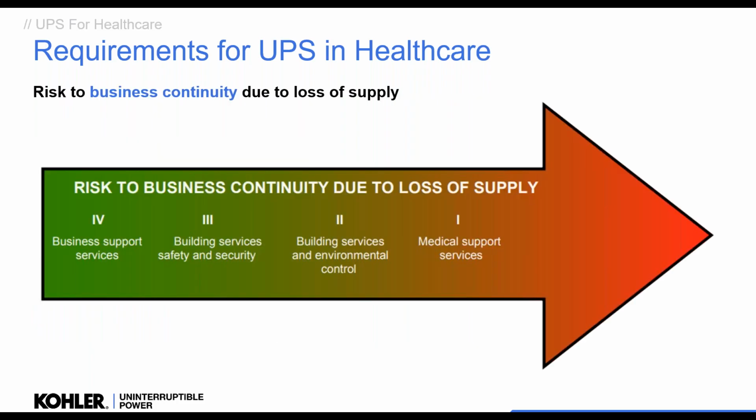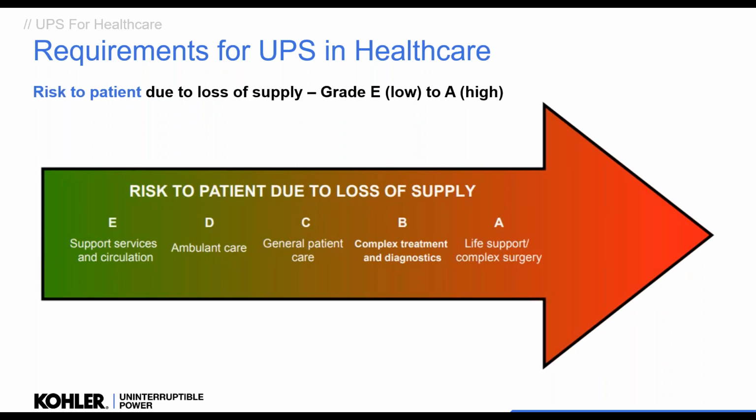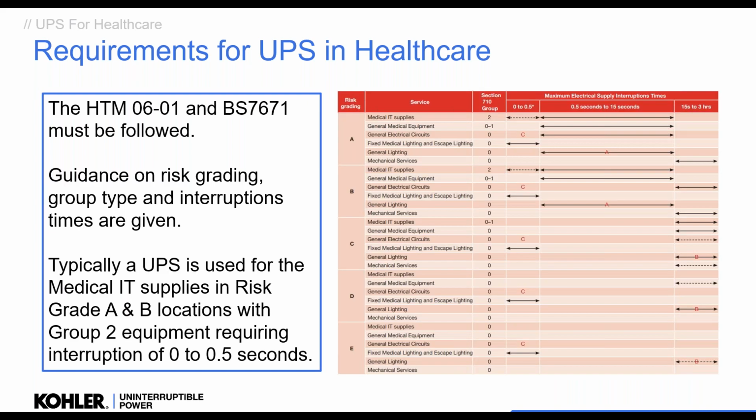Okay, so business continuity is from 4 to 1, from business support all the way to critical medical support services. And for the risk to patients, we go from E to A, so the support services, circulation, all the way up to the life support and surgery places. So the grade A is obviously the highest, and this is where we look to protect the supplies.